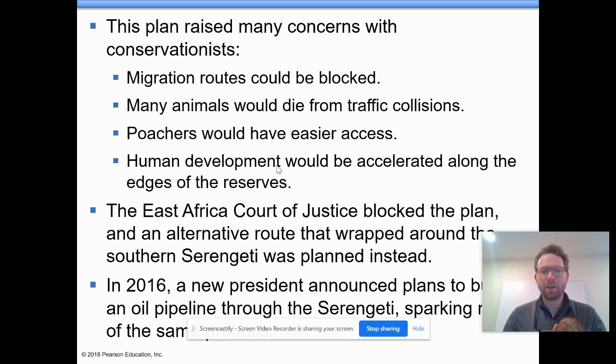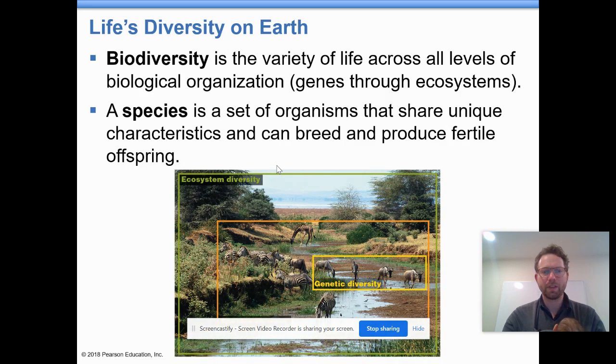So far, the African Court of Justice has blocked this plan, but recently in 2016 and 2019, the new president announced new plans for things like pipelines through the Serengeti, which again sparked the controversy of whether or not to split up the Serengeti. So in this case study is the implicit, I guess, assumption that we care about biodiversity to begin with. And so we have to understand what is biodiversity and what are the different facets of biodiversity.